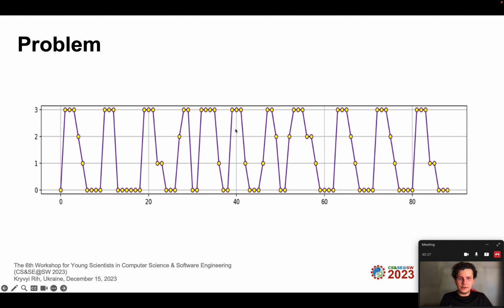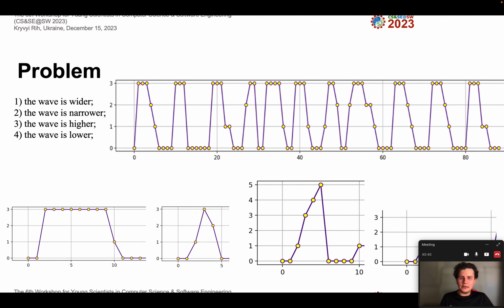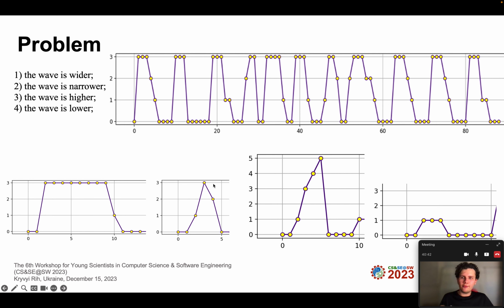In this screenshot you can see some regular waves. You can also notice that almost every wave is equal to the others. And we need to find anomalies, and we specify 4 main types of anomalies for this specific case.